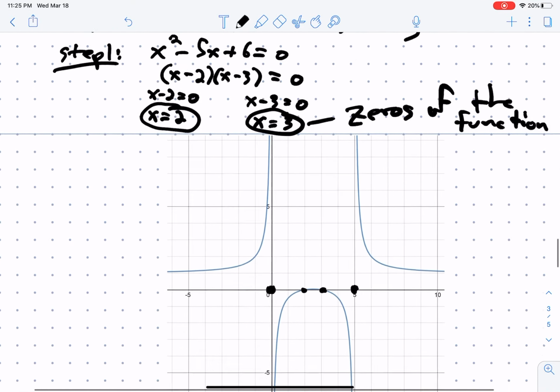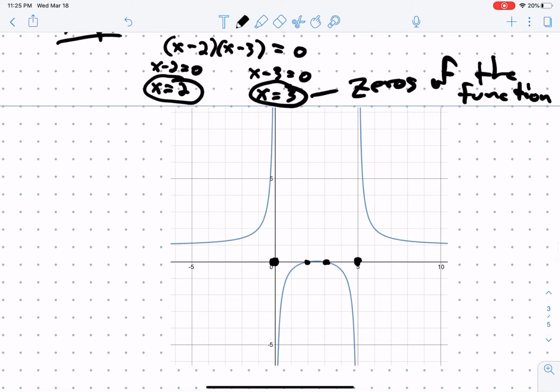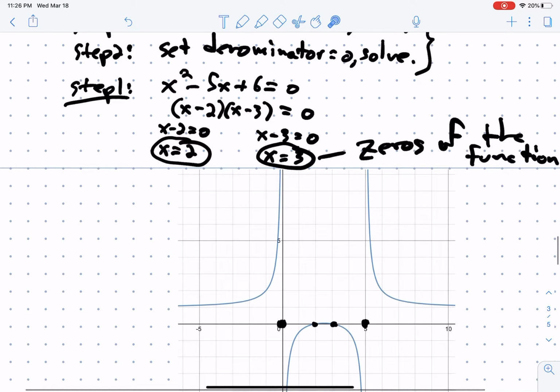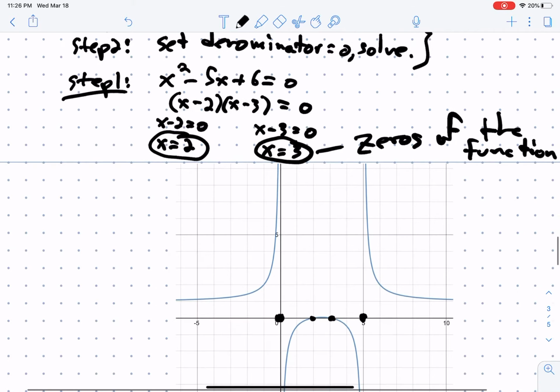And if we look at the graph, you can see that here's x equals 0, x equal, let me see, 1, 2, 3, 4, 5. It looks like x equal 2 and x equal 3. Those are just the places that we found, 2 and 3. And those are the only places where the blue part of the graph actually touches the x-axis. Okay, so now let's go to step 2. We'll jump down below the graph in order to do this.